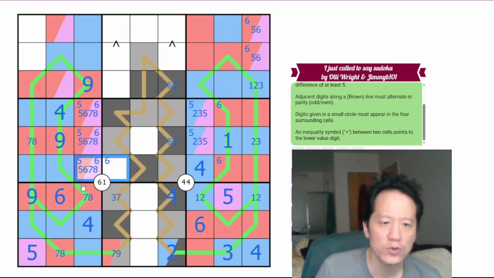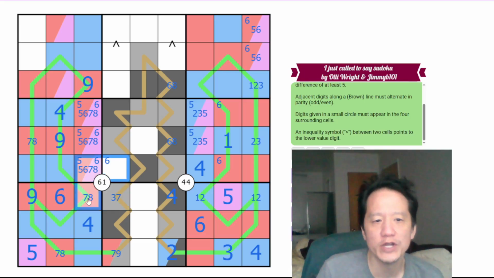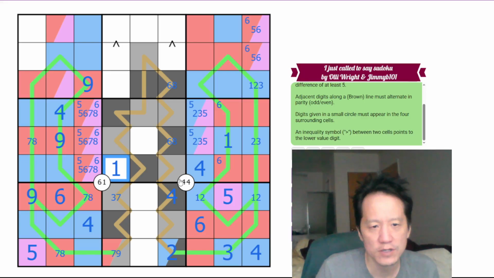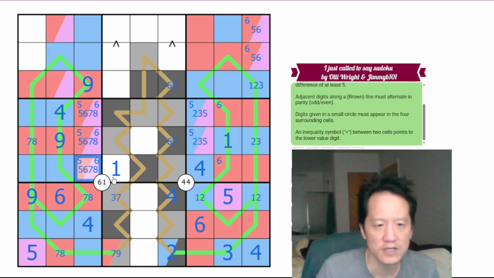We know in this quad we need a 1 surrounding it. Well, the only place for it now is here. So this is a 1, which forces this to be a 6 because there's no other place for the 6 in this quad circle. So that's a 6. This is not pink, and these are not 6 anymore.